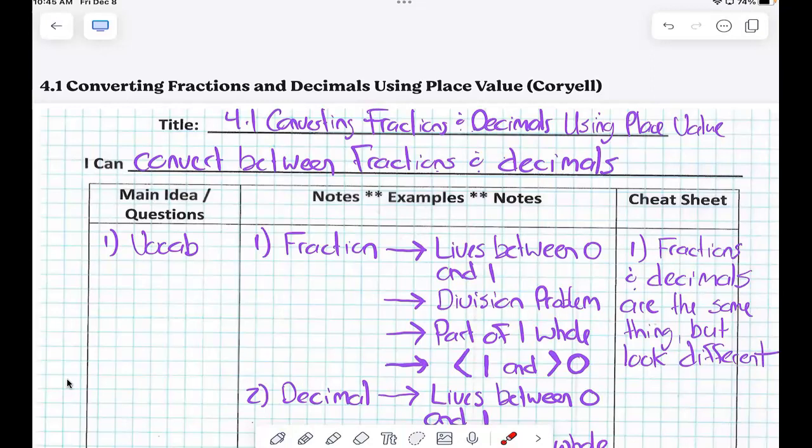Again, I need you to pay attention to what we're doing. Now our video is getting longer. I said today we are converting fractions and decimals using what? So you should be looking up at the screen.